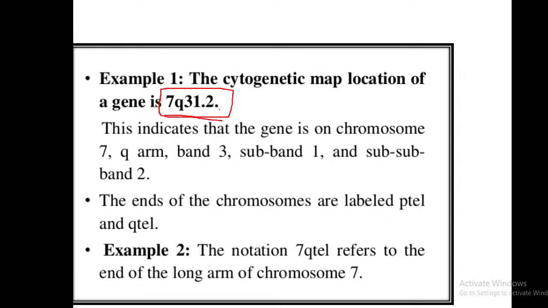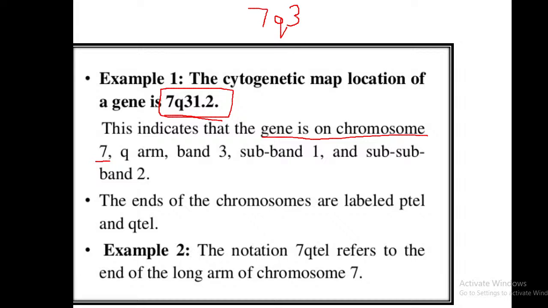7q31.2. This means Q means long arm. So this indicates the gene is on the 7th chromosome. The cytogenetic map of the location of gene means the gene is on chromosome number 7. That is 7q. When we say 7q, the gene is located on chromosome number 7. Then Q, what is Q? 7q.